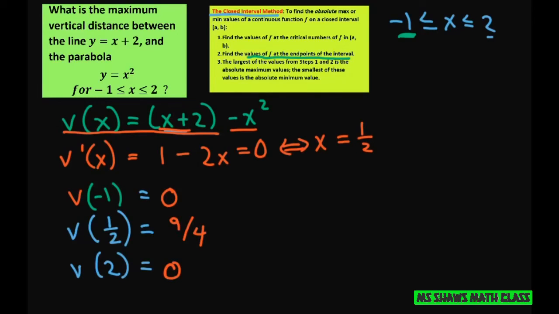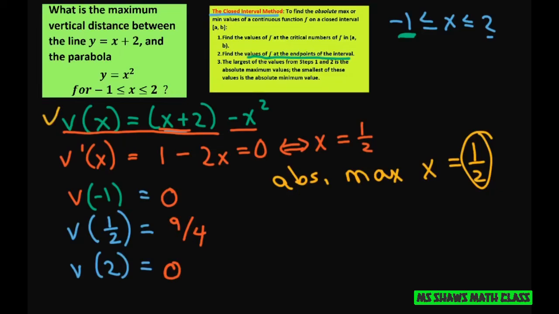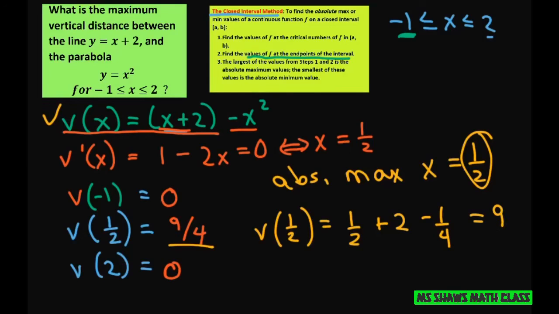Therefore, there's an absolute maximum at x equals 1/2. And to find that distance, you plug it back into our vertical distance function. So it's going to be V of 1/2 equals 1/2 plus 2 minus 1/4, which equals 9/4. We already figured it out, but the maximum distance is 9/4.